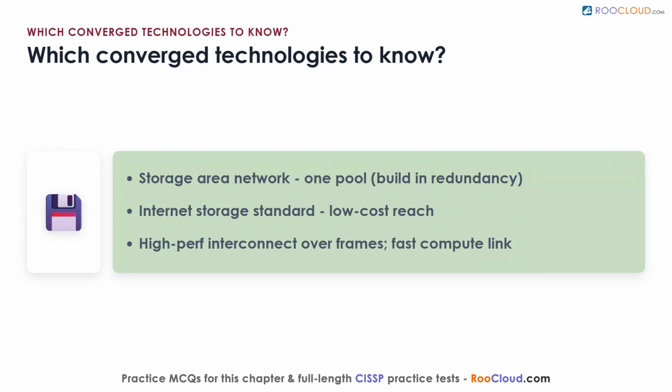Which converged technologies should you know? Several ride storage and compute traffic over standard networks. A storage area network consolidates many storage devices into one network accessible pool. And because it can be a single point of failure, you build in redundancy. A related internet storage standard offers a low-cost way to reach storage across local or wide area links. Another approach carries a high-performance interconnect inside ordinary network frames so it can run on existing infrastructure. And a modern high-speed link ties together processors, accelerators, and memory over one fast path for data-intensive work. The theme repeats. Specialized traffic, delivered over familiar plumbing.